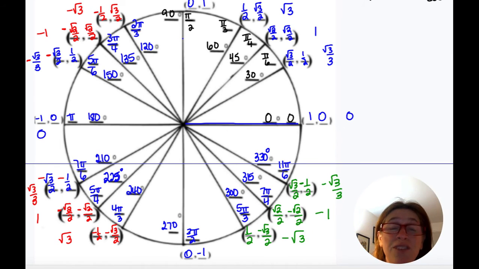Okay, so we've filled in our unit circle, and we're going to have to keep practicing this, and I gave you guys the opportunity to do that on purpose with games. Okay, how do we use it?